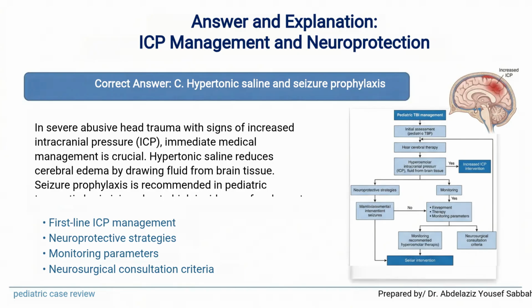Third, seizure prophylaxis is recommended due to the high incidence of early post-traumatic seizures in this population. Fourth, urgent neurosurgical consultation must be obtained in parallel to evaluate the need for surgical intervention, such as hematoma evacuation or intracranial pressure monitoring.